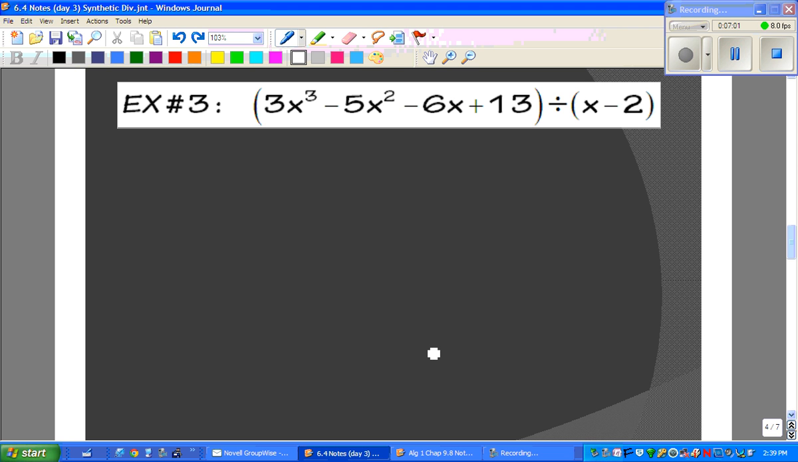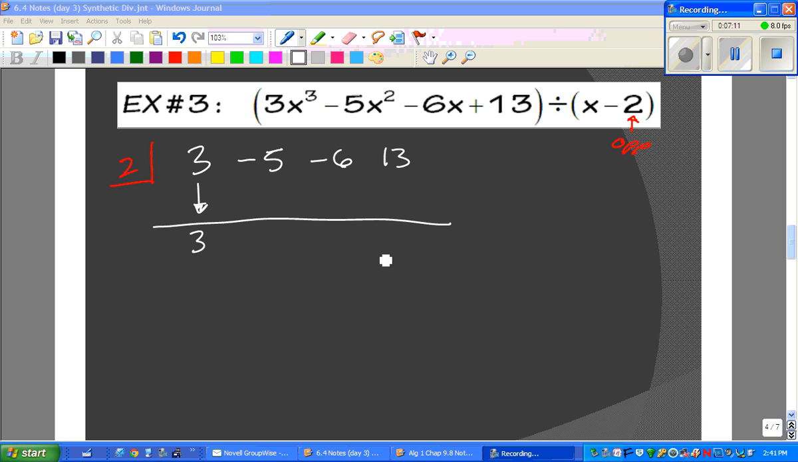All right. Number 3, let's see if you can just set it up. Go ahead and pause the video and see how you do. Okay, so looking at all of the coefficients, I wrote 3, negative 5, negative 6, and 13. They're all in standard form, so you can go right to it. Remember, you want the opposite of the negative 2, which is positive 2.